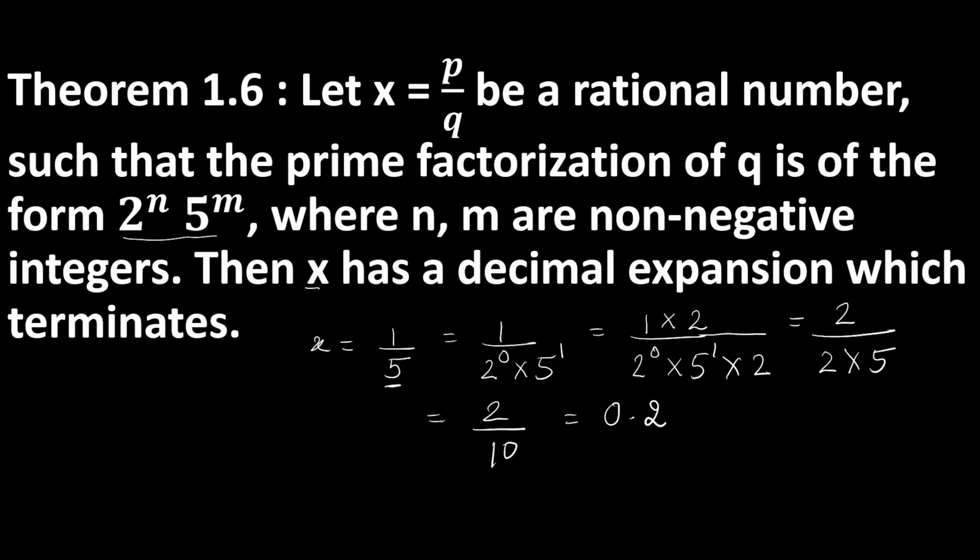So, what did we observe? That here x was equal to 1 by 5, right? It is in the form of a rational number p by q, where the prime factorization of q is in the form of 2 raised to n and 5 raised to m, where n and m are non-negative integers. Then, in that case, we observed that the decimal expansion of this number terminates.